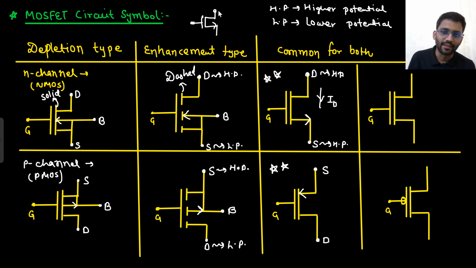Whatever it is, it can be anything. Let's assume this is 6 volt and this is 4 volt. So you know the absolute potential now, that this is 6 volt. That means first what you will see is the arrow. Arrow is outward. That means it is certainly NMOS. Now the one which is at higher potential will be drain, and this will be source. Well and good.